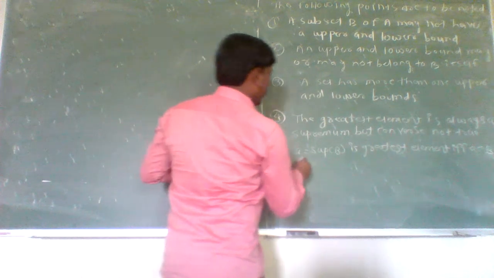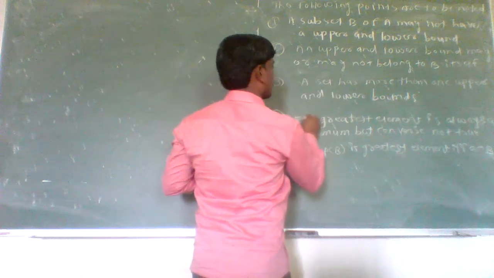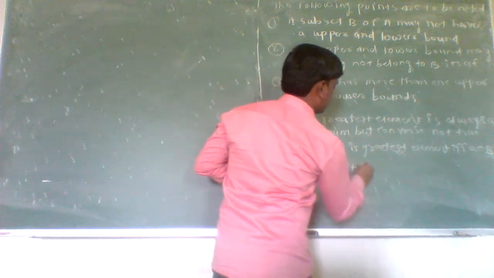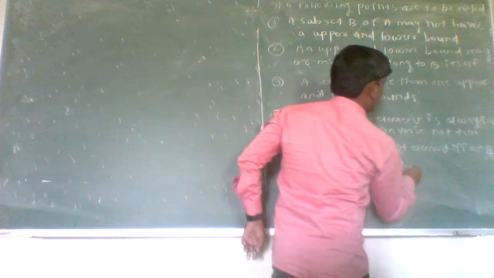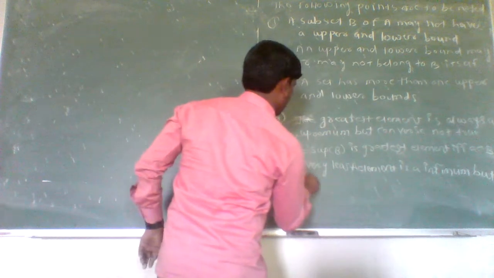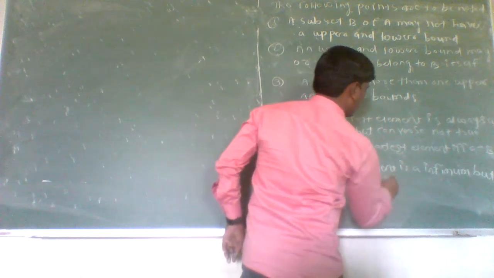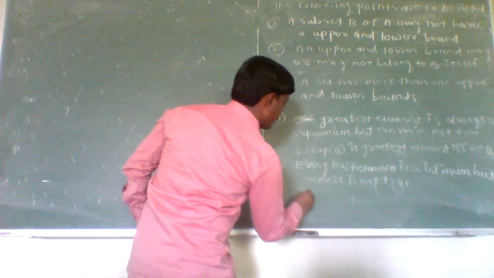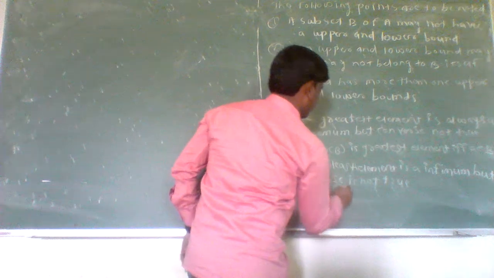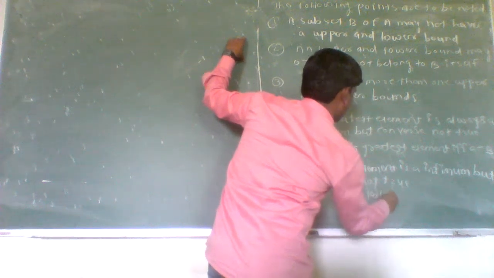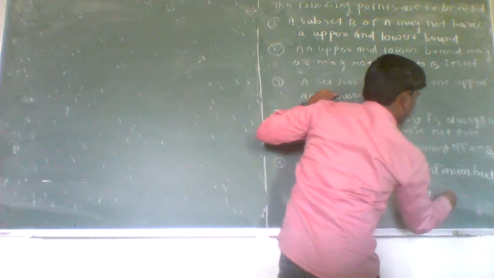Similarly, every least element is an infimum, but the converse is not true. The converse is possible, that is, B equal to infimum of B is the least element, if and only if this B belongs to set B itself.